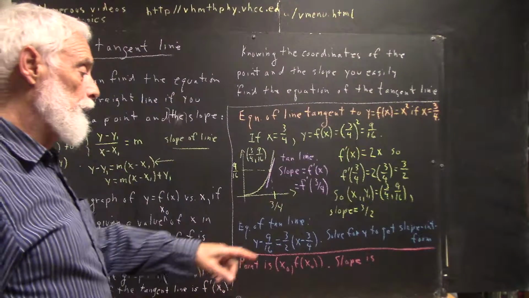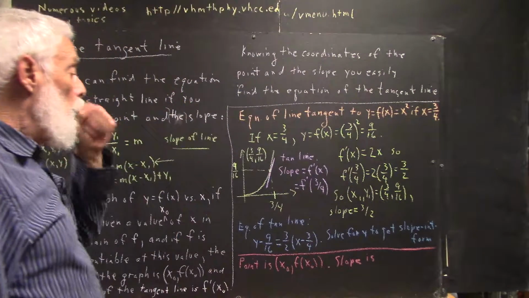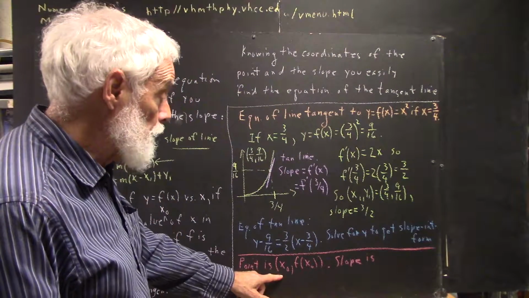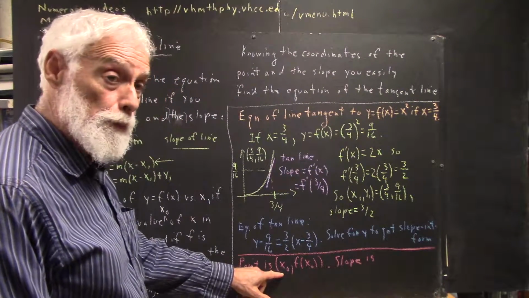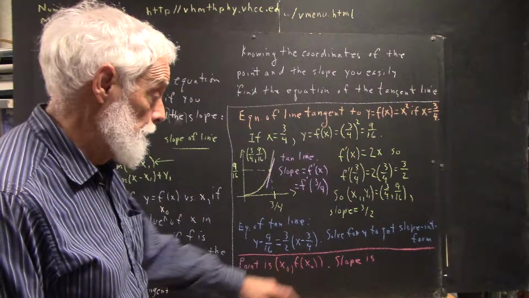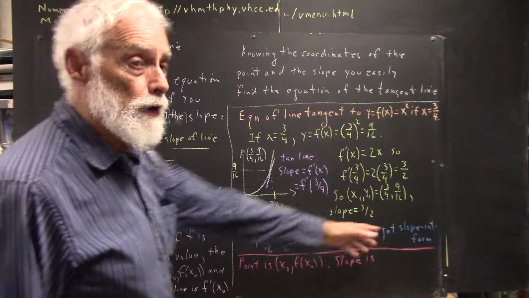In this case, the point is x naught and f of x naught. Why? Because this is the x coordinate, and this is what y is equal to if x is equal to this. So this is your y coordinate. Okay, so now what's the slope?